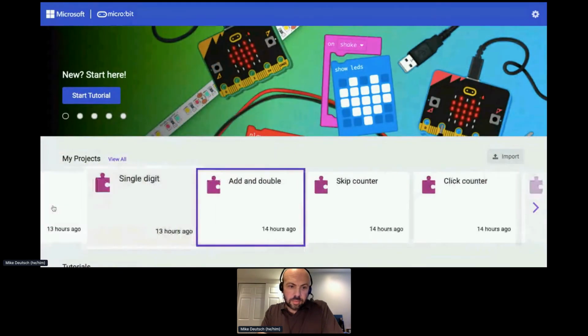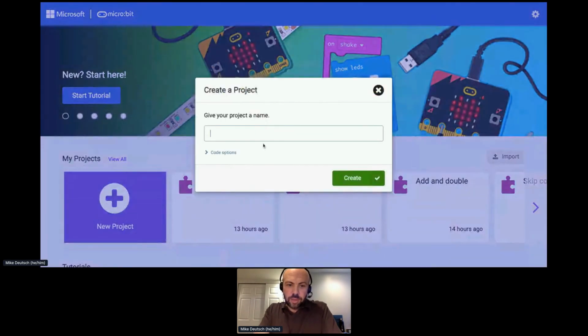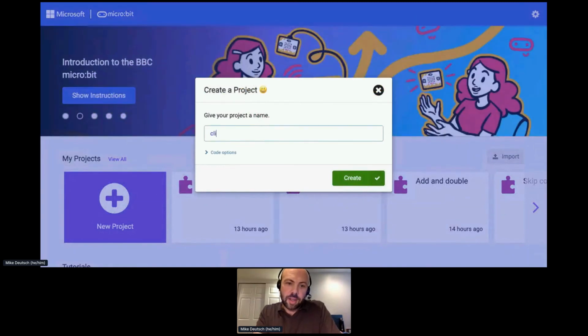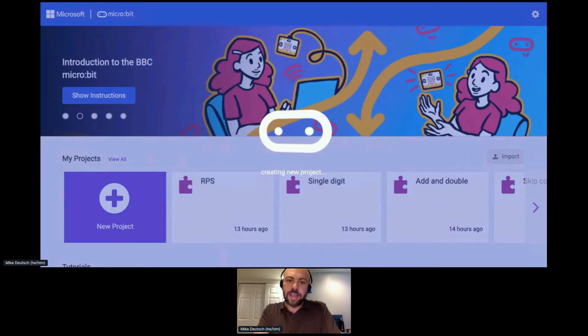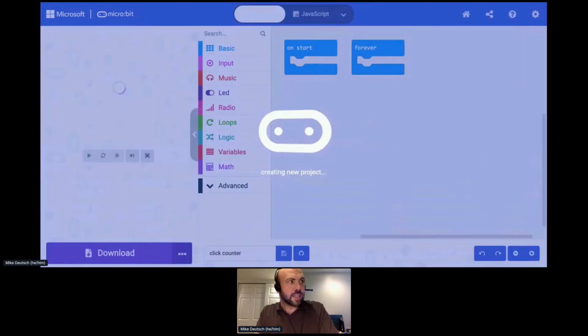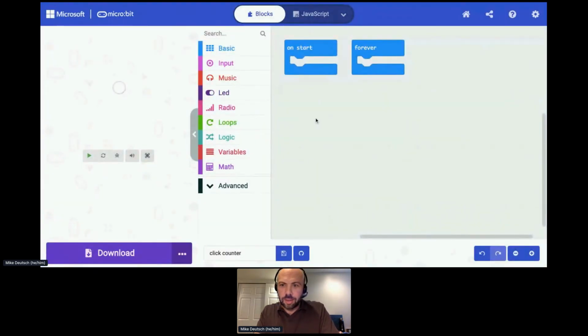All right, pressure's on. I'm starting with a new project. I'm going to call this click counter. That is our starting point. You'll see me glancing over at my second monitor here because I'm coding without a net. And as simple as this is, I want to make sure I get it right. Live coding is always tempting the fates.